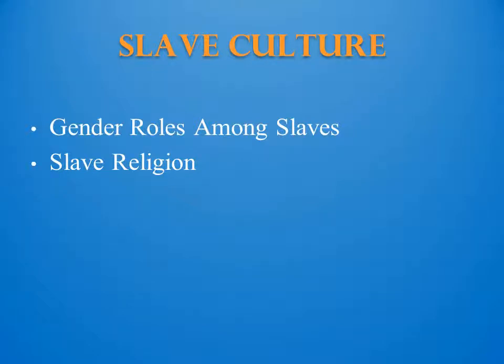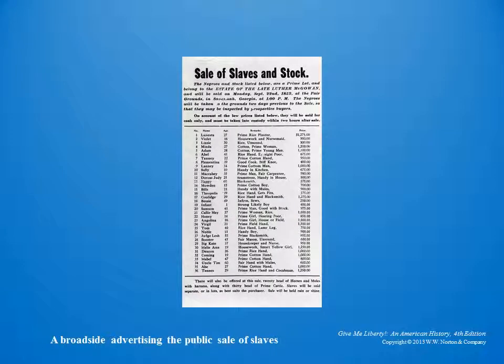their masters. Now, this is a broadside that's advertising the public sale of slaves along with horses, mules, and cattle. This is after the death of their owner. The advertisement notes that the slaves will be sold individually or in groups as best suits the purchaser, an indication that the families are likely going to be broken up. The prices for each slave are based on whether they're male or female, their age, their skill.